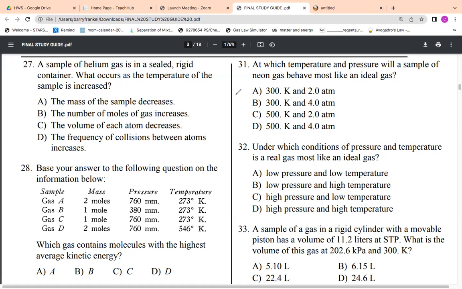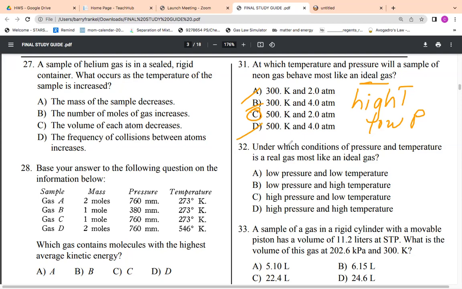All right, number 31. At which temperature and pressure will a sample of neon gas behave most like an ideal gas? Remember that the conditions for an ideal gas are high temperature, low pressure, high T, low P. So you want to go for the combination that has the highest temperature but the lowest pressure. So I know it's definitely not A and B, okay, because 500K beats 300K. Now it's between C and D. We want to go with the highest temperature that also has the lowest pressure. So 2 atm is the lower pressure here.